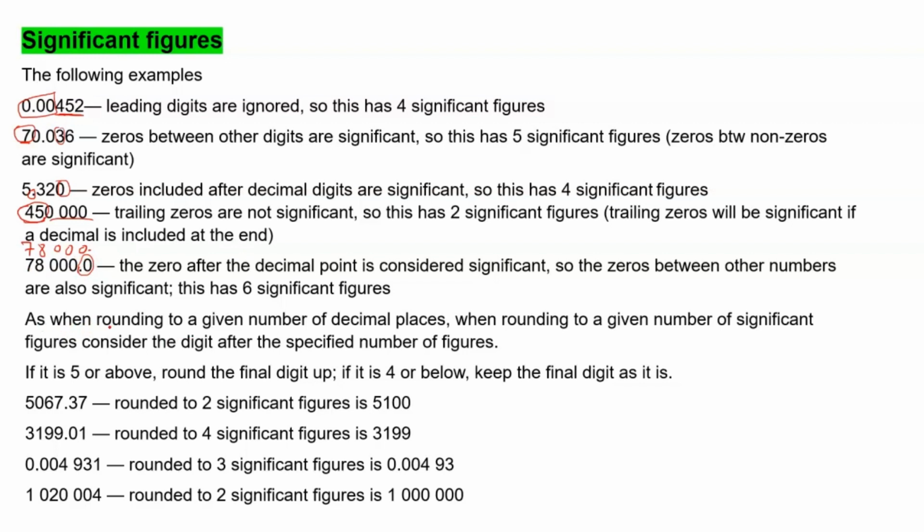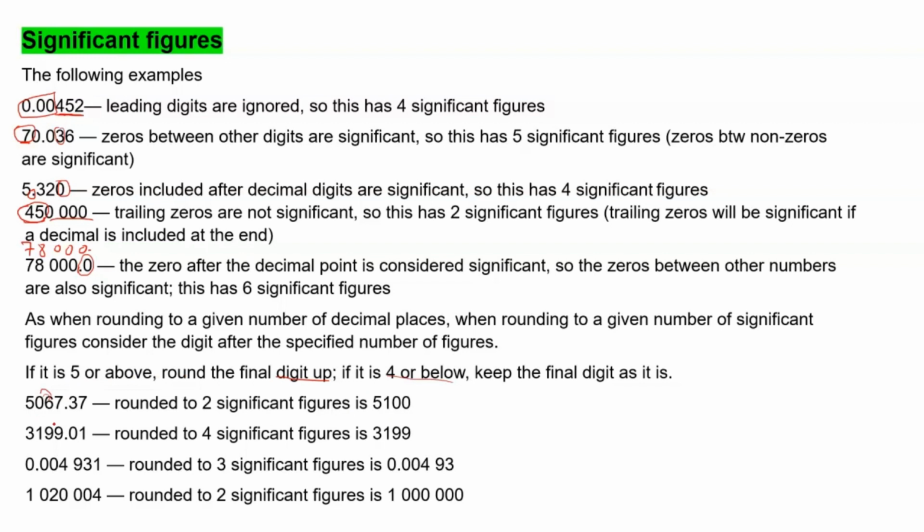And again, when rounding, if I have to make it 2 significant figures, I have to round it up, because if it's 5 or above 5, round the final digit up. So we round it up. If it's 4 or below 4, keep the final digit as it is. So in this case here, to make it 2 significant figures, we round this one up, and we make it 5100 to make it 2 significant figures.